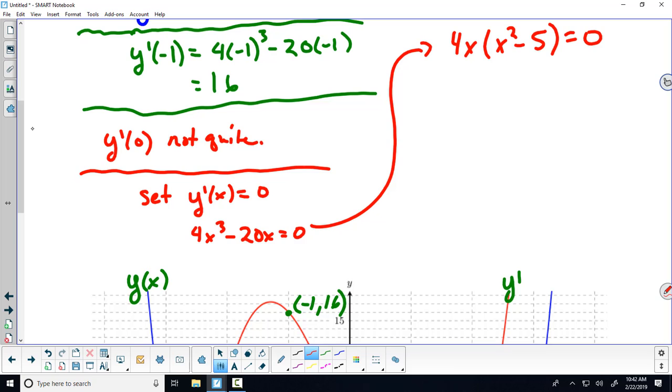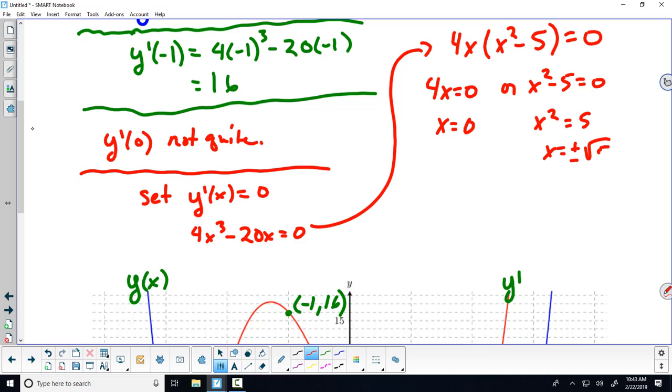28. Okay? Now, and I think this is what somebody was saying, factor out the 4x, yeah. But the key was to set it equal to 0 first. Okay? So then by my zero product property, we have either 4x equals 0 or x squared minus 5 equals 0. This tells me that x equals 0 is one place where the output of the derivative, this is very important, where the output of the derivative will be 0. Not the output of the function, the output of the derivative. Or x squared is equal to 5, or x is equal to plus or minus the square root of 5.